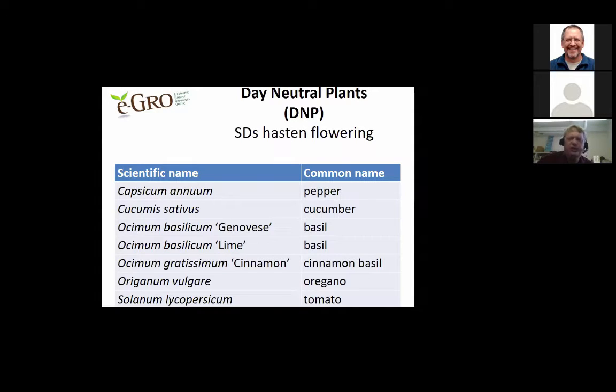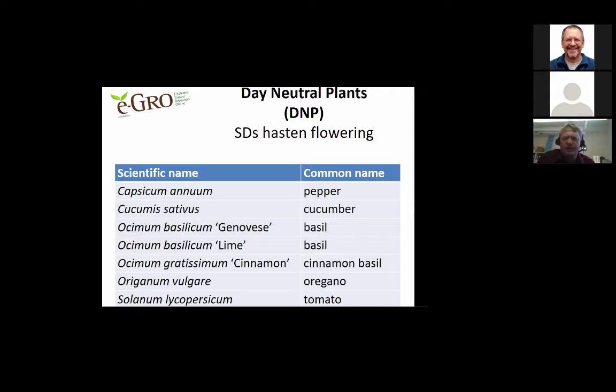Our standard oregano also fits into this group. And then interestingly, the three major kind of vine crops or fruiting vegetable crops that we're used to growing in greenhouses, peppers, cucumbers, and tomatoes, are also day neutral plants. So we can't manipulate day length to try to guide their flowering and subsequent fruiting.